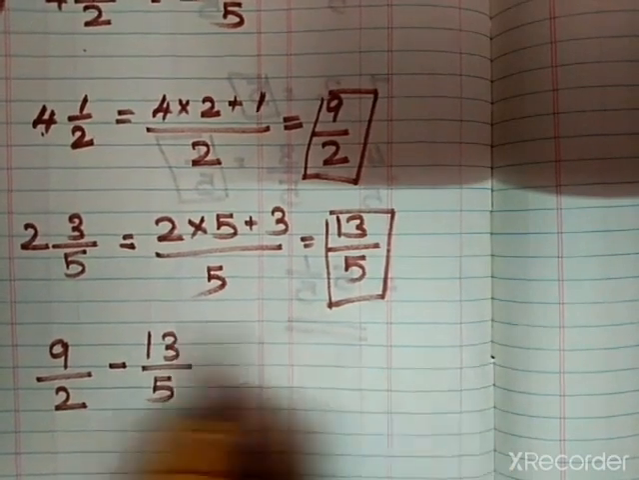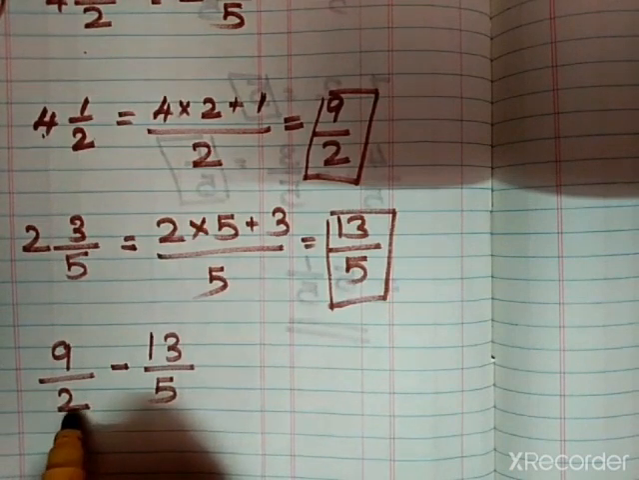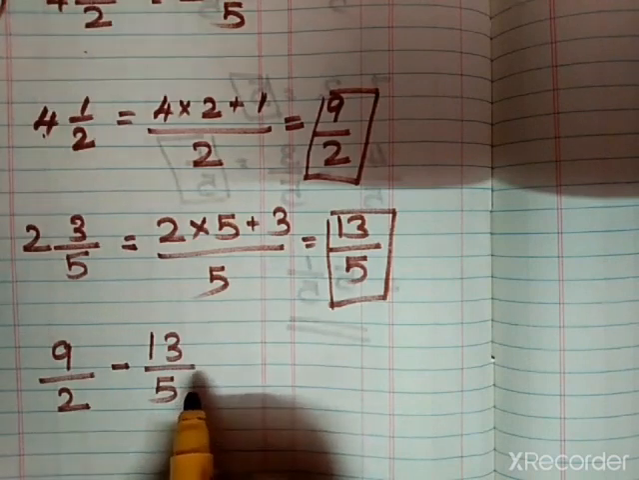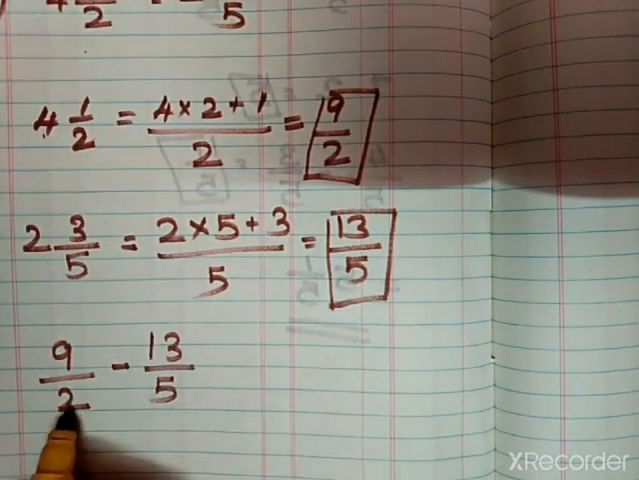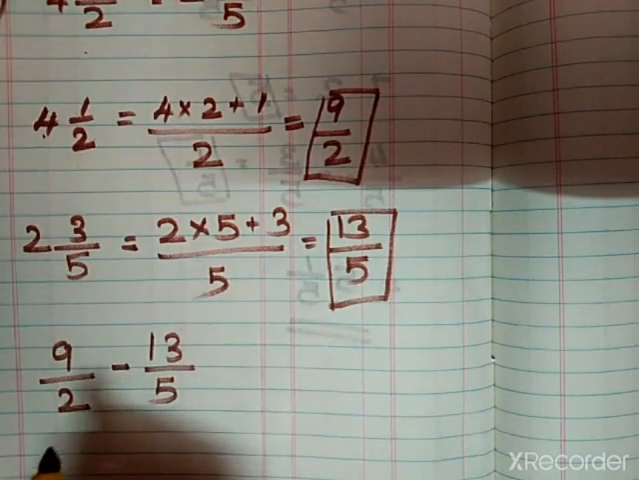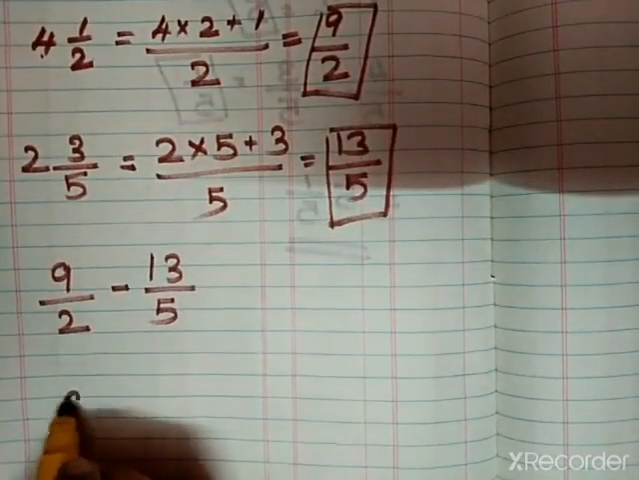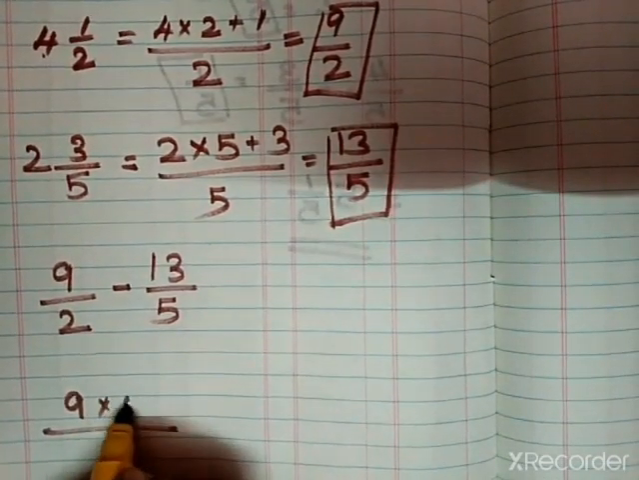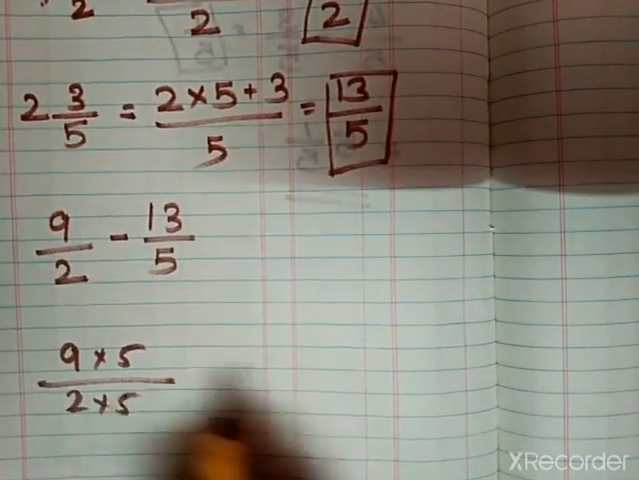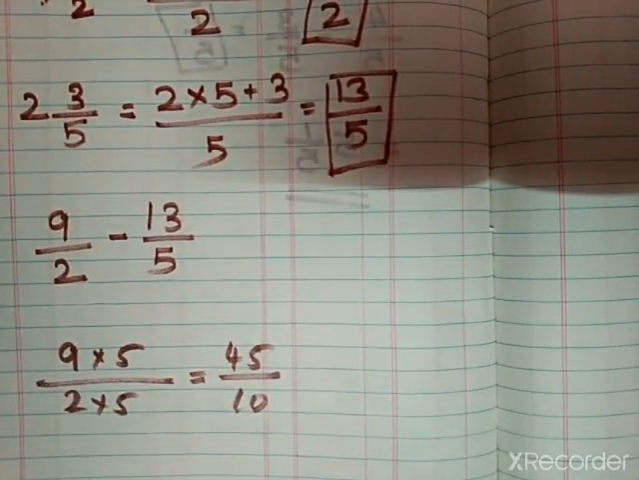So what we need to do is find like fractions or equivalent fractions. 2 and 5's LCM is 10. That we already know how to find, the LCM. So I need to make this denominator 2 as 10. For that I need to multiply with what number? Yes, it's 5. So 9 into 5, because the numerator also I need to multiply by 5, right?